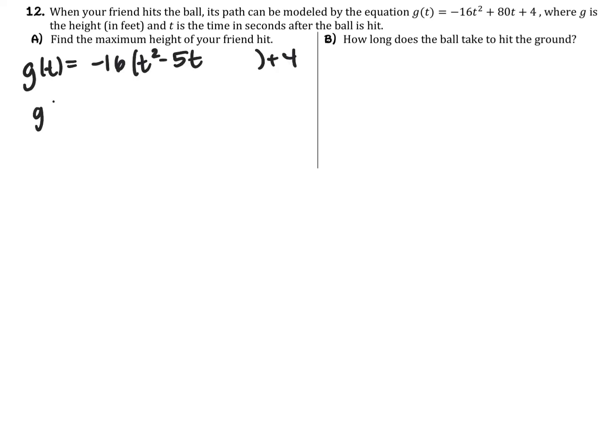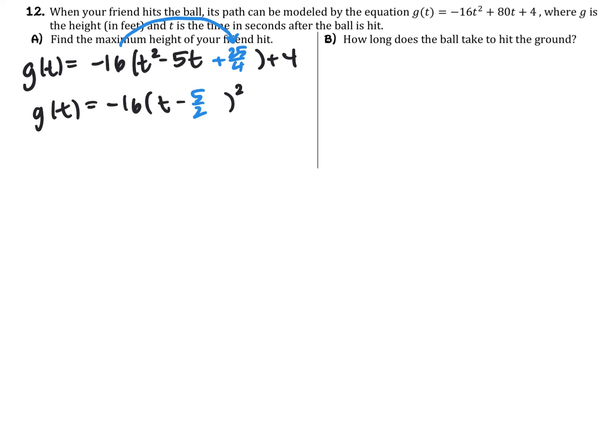Now, something that you might have noticed about this problem is that we have a fraction in our b value. Half of 5 is just 5 over 2. If we square 5 over 2, we get 25 over 4. We just square the numerator and square the denominator. Now, before we just subtract 25 over 4 on the outside, we need to multiply that by this negative 16, the stretch that we took out.